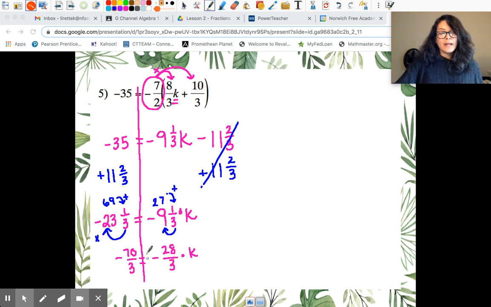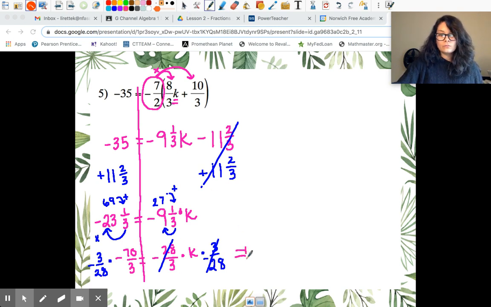Okay, now I'm at the final step. I'm close to isolating my variable. To get it alone, I have to do the opposite of multiplication. But when we do that, we're not really going to divide by this fraction. We're going to multiply by the reciprocal. It's still going to be a negative, but I'm just flipping these numbers around. These will cancel. And what I do to one side, I do to the other. So times negative 3/28.